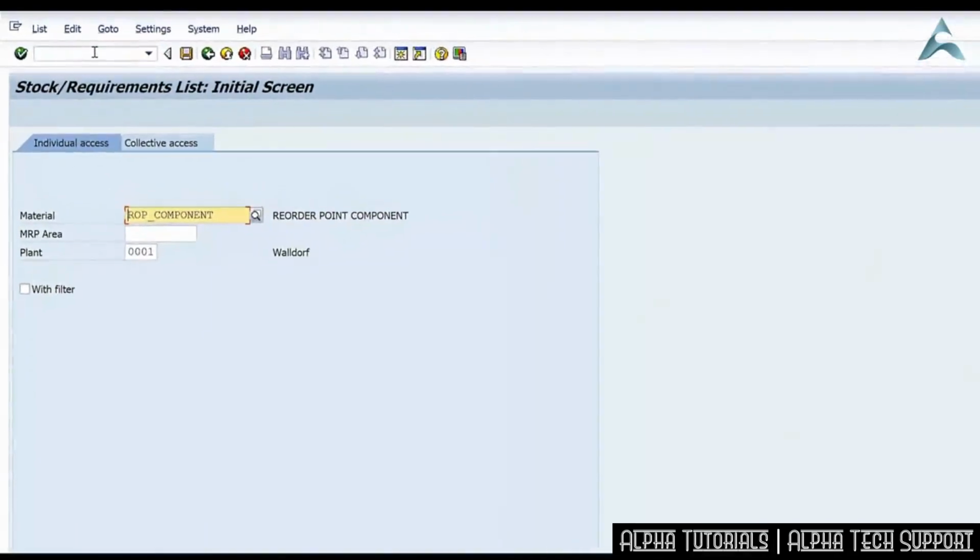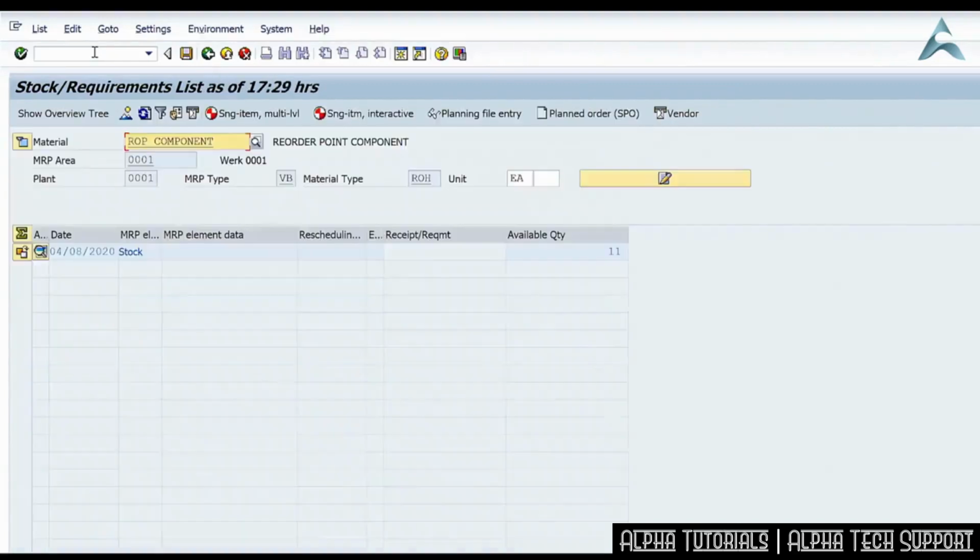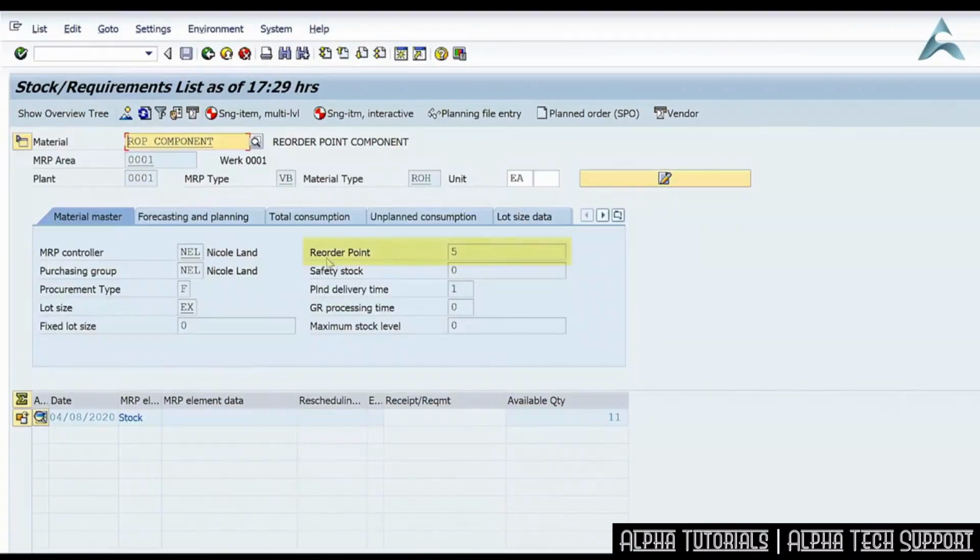You should be pretty familiar with this by now. You'll put in your material number and the plant in which it is being planned. And you can see what we currently have available in stock. I have reset the inventory back as if our first demo had never happened. Expanding the header data, I can see that my reorder point quantity is 5. So as soon as I drop below 5, I will get a replenishment created.